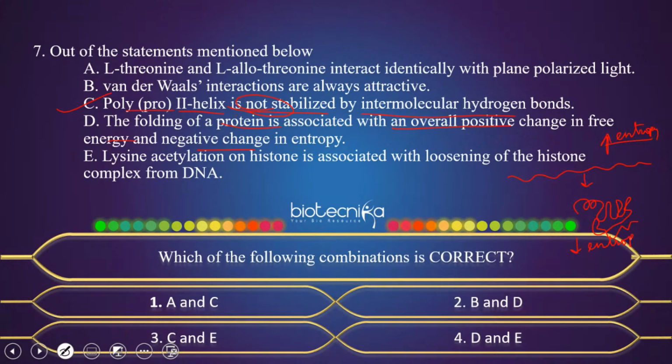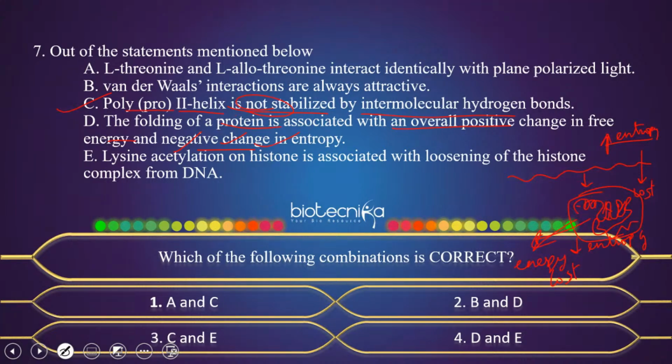So from high entropy, the entropy is brought down, that is lost, which is correct. It's associated with negative change in entropy. But when a protein folds, bonds are formed between side chains. When bonds are formed, energy is lost. Okay, when a protein folds, energy is lost.